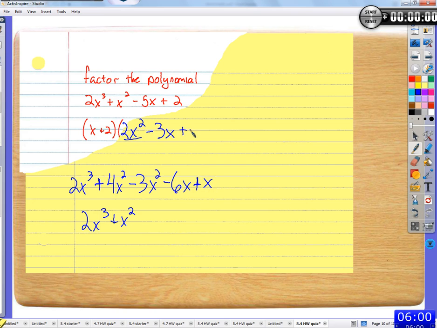Plus x? No. Just a 1, so that x times the 1 gives us x. So x times 1 gives us x. That's great. So we got 2x cubed plus 4x squared minus 3x squared, which is x squared, minus 6x plus x, which is minus 5x.